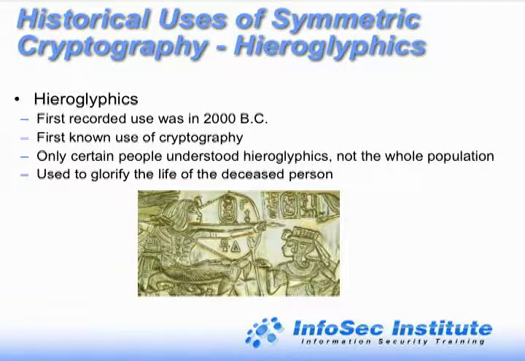Okay, hieroglyphs, basically first recorded in 2000 BC. First known use of cryptography. The main reason it was the first known use of cryptography is because only certain people were taught the language. Same type of thing with the code talkers in World War II. They used the Navajo language, and not very many people spoke it. Even though it wasn't technically true cryptography, they were able to speak two languages and the other side was not able to speak that secondary language. So that was a shared key cryptography.